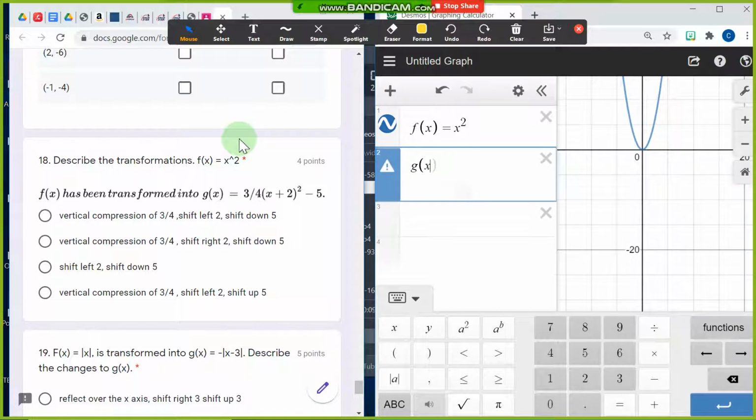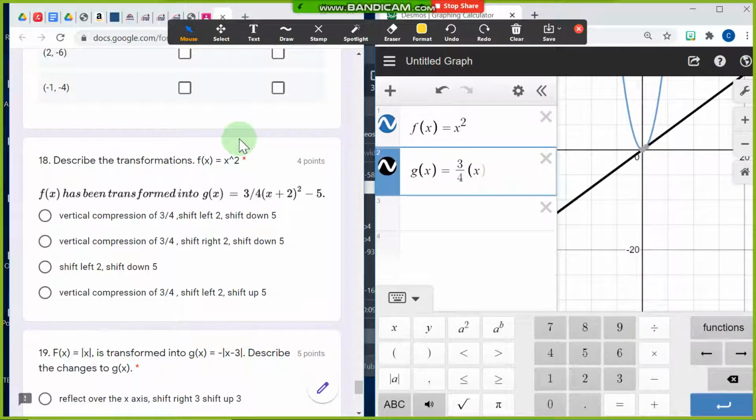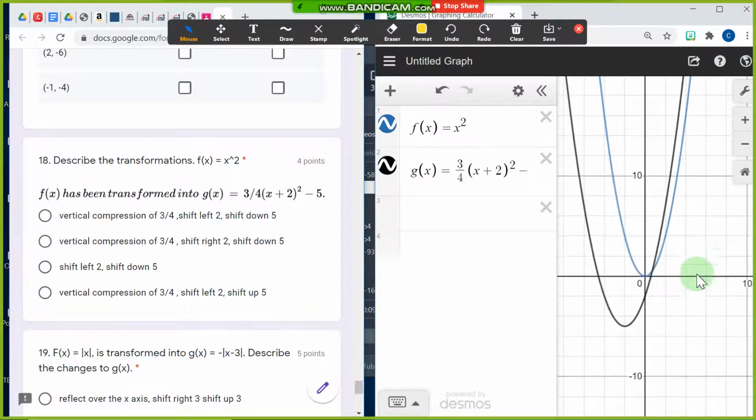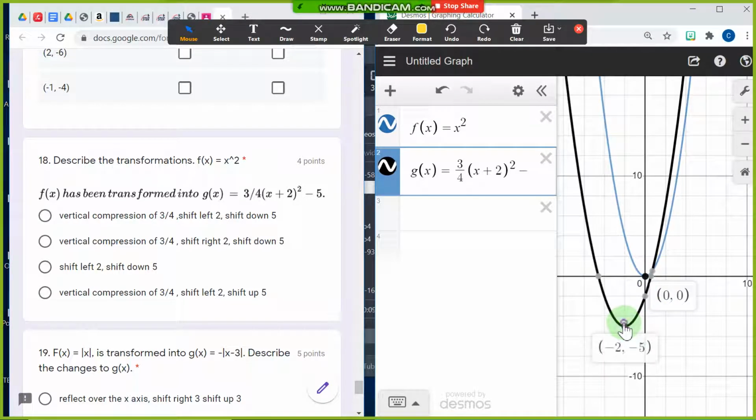g of x equals 3/4 (x plus 2) squared minus 5. Now I'm going to go to the home. Looking at the vertexes of both of these, you can see that we've moved from the parent function to the left and down. Left and down, that should be an easy look.